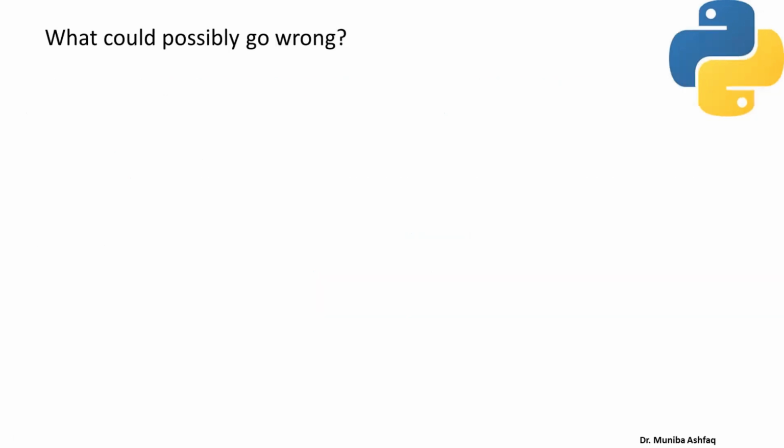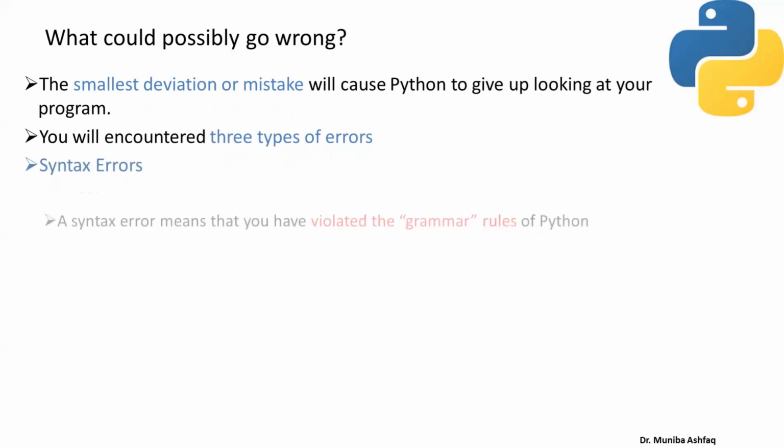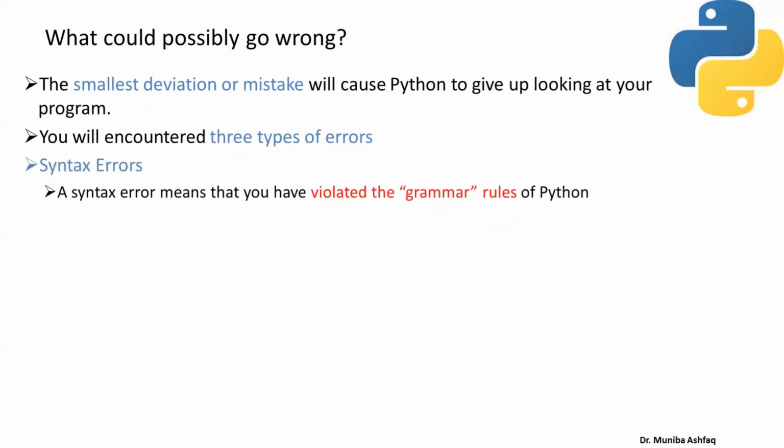What could possibly go wrong? The smallest deviation or mistake will cause Python to give up looking at your program. You will encounter three types of errors. Syntax errors: a syntax error means that you have violated the grammar rules of Python.